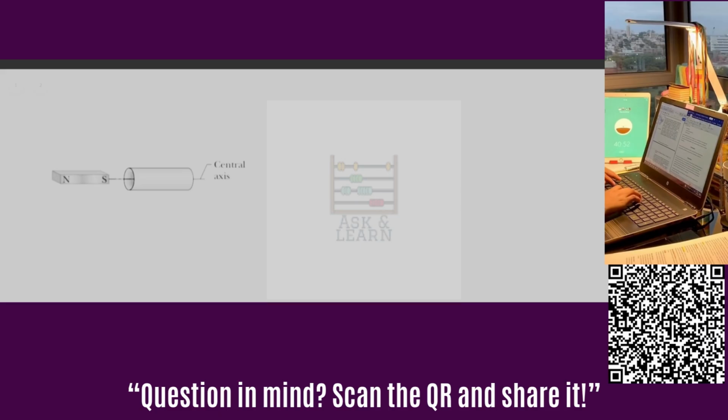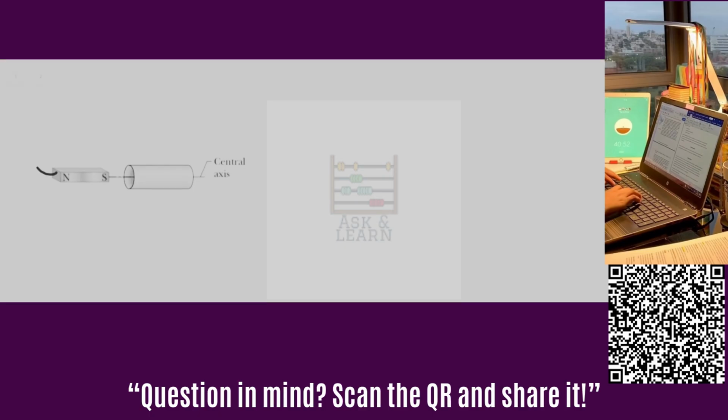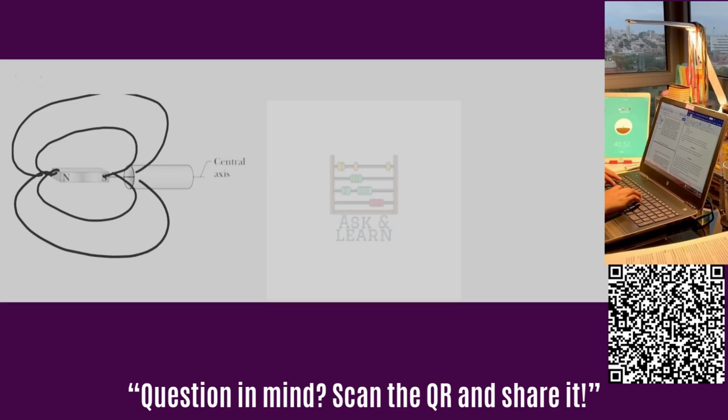So as we know, in a bar magnet, the field lines run from north to south. So something like that. I'll just draw several of these. So what you'll notice here is that the field lines, again, run from north to south. So they point away from the north and towards the South Pole.